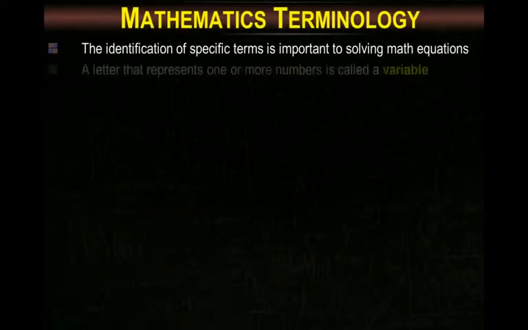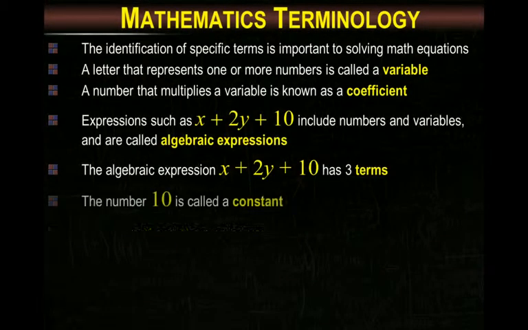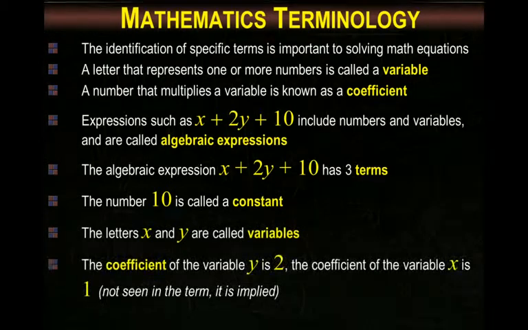Okay? Some of these will be a bit of a review from the powers unit. Okay? A letter that represents a number is called a variable. So in math, if you see letters, those are variables. A number that multiplies a variable is known as a coefficient. Okay? So for example, in 2y, y is the variable, 2 is the coefficient, because that means 2 times y. So a number that multiplies a variable is called a coefficient, and the letter is the variable.